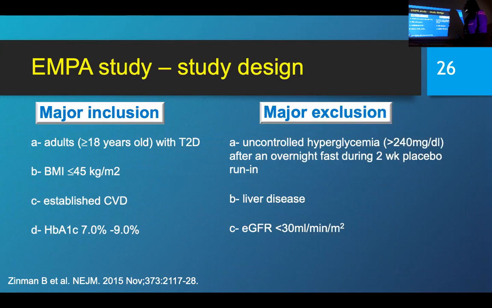In the study design, there was a major inclusion criteria: patients who were 18 years and older with type 2 diabetes, with a body mass index of less than 45, established cardiovascular disease, and glycated hemoglobin ranging from 7 to 9%. However, those with uncontrolled hypoglycemia, liver disease, or kidney disease were excluded from the study.